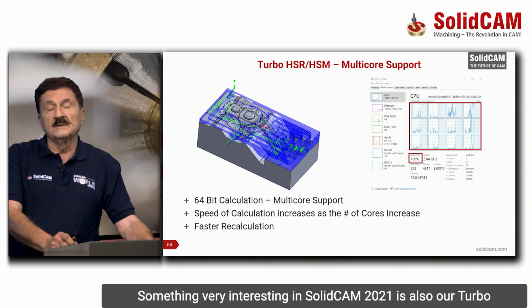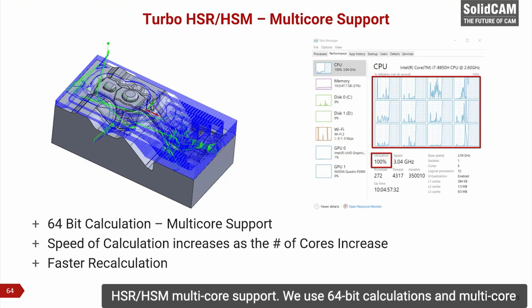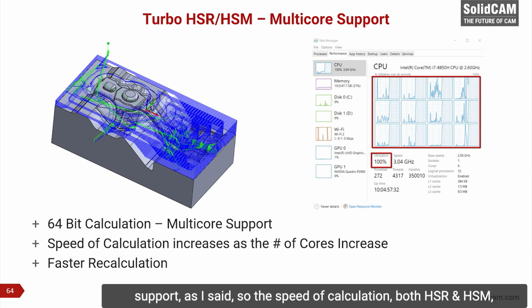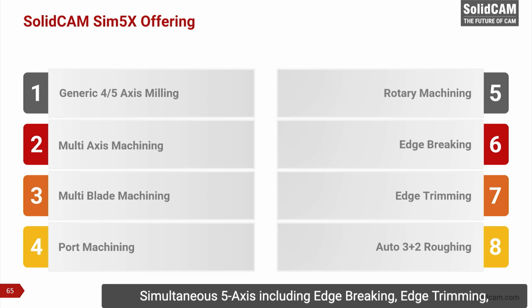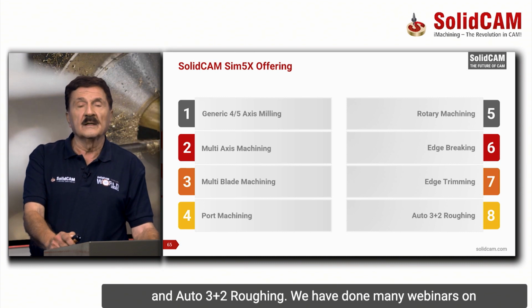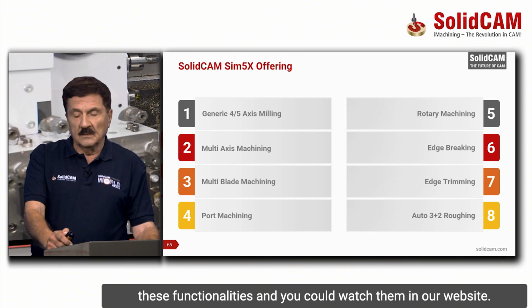Something very interesting in SolidCAM 2021 is also our Turbo HSR, HSM multi-core support. We use 64-bit calculation and multi-core support, as I said. So the speed of calculation, both HSR and HSM, increases dramatically as the number of cores increases. Very important is the calculation time for these technologies. And also, we have released additional important functionality for our simultaneous 5-axis, including edge breaking, edge trimming, and auto 3+2 roughing. We have done many webinars on these functionalities, and you could watch them on our website.